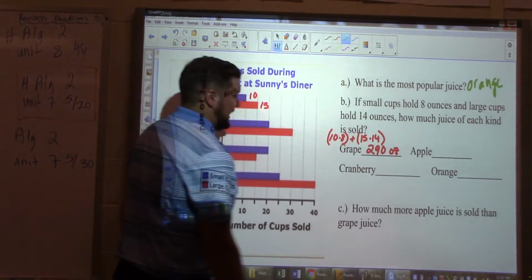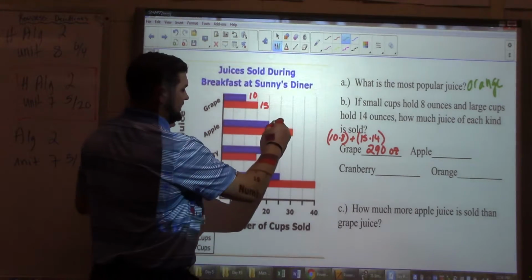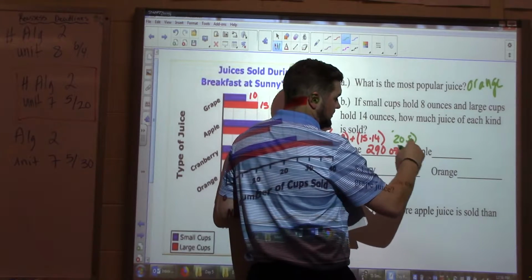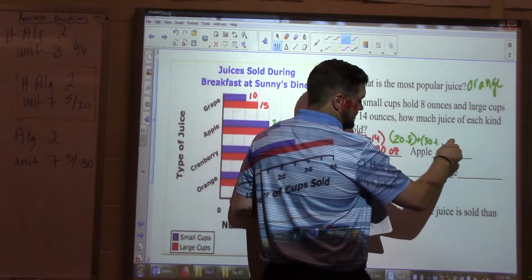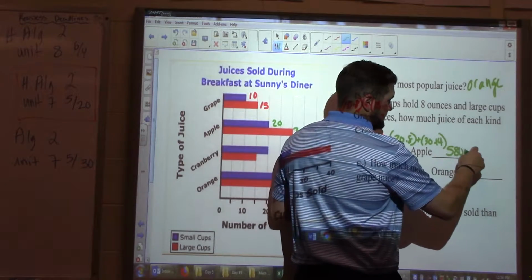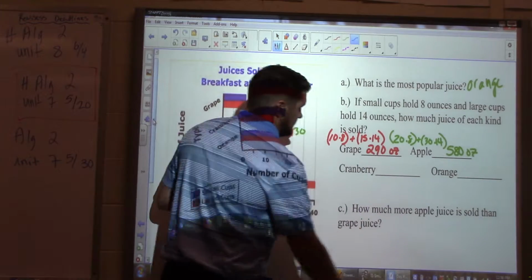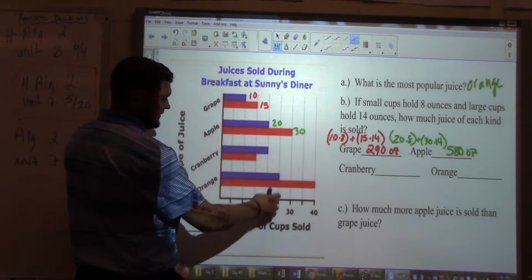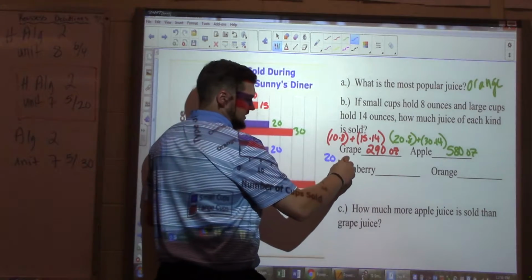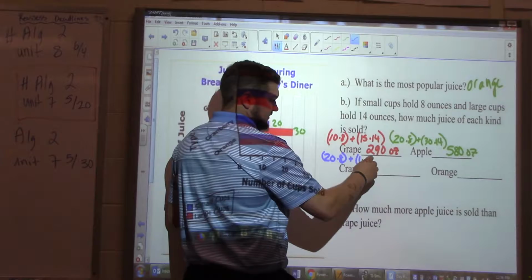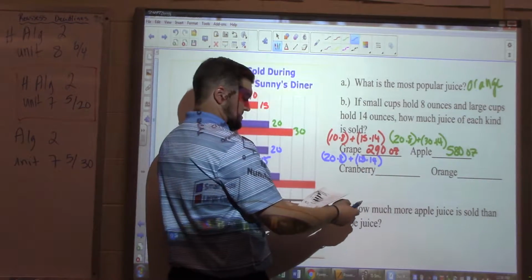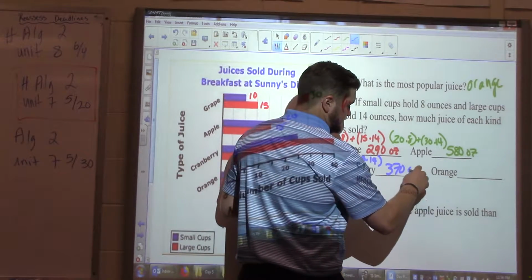ounces. Apple, small cups, we had 20. Large cups, we had 30. 20 times 8 plus 30 times 14 gives us about 580 ounces. Cranberry, 20 small cups, 15 large cups. 20 times 8 plus 15 times 14 gives us 370 ounces.